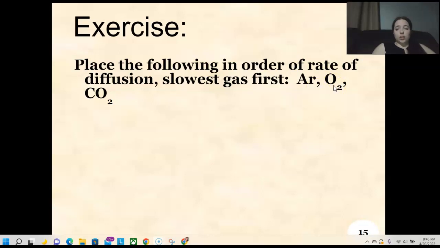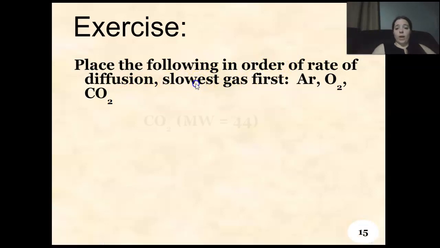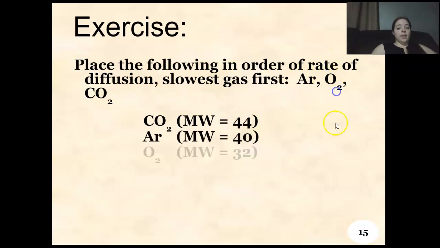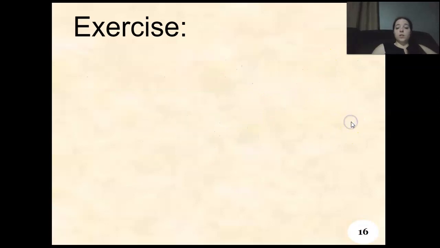O2 has a 32 molecular weight, and carbon dioxide has a 44. So I want slowest first. The biggest one, the one with the most molecular weight, is going to be first, carbon dioxide. Then my next one would be argon with a 40, and last but not least, oxygen with 32.